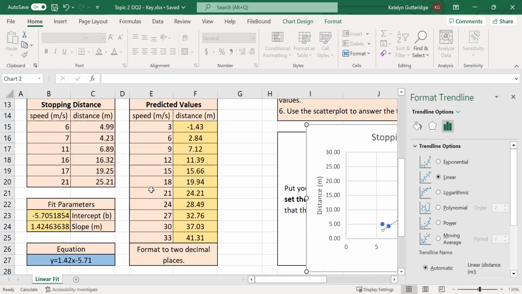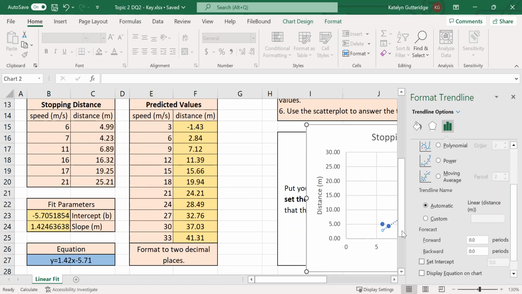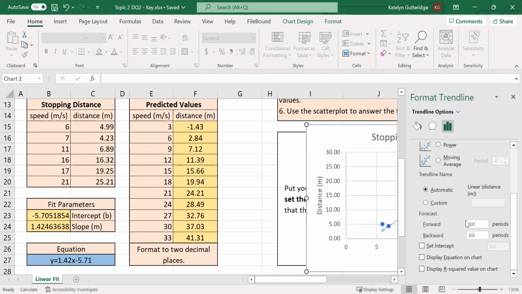Okay, so I want to see my tables right now. I'm going to pay attention to my tables. In this window, you're going to scroll down until you see the forecast area. We care about the forwards and the backwards. So the backwards part is the left side of the line, the smaller points.